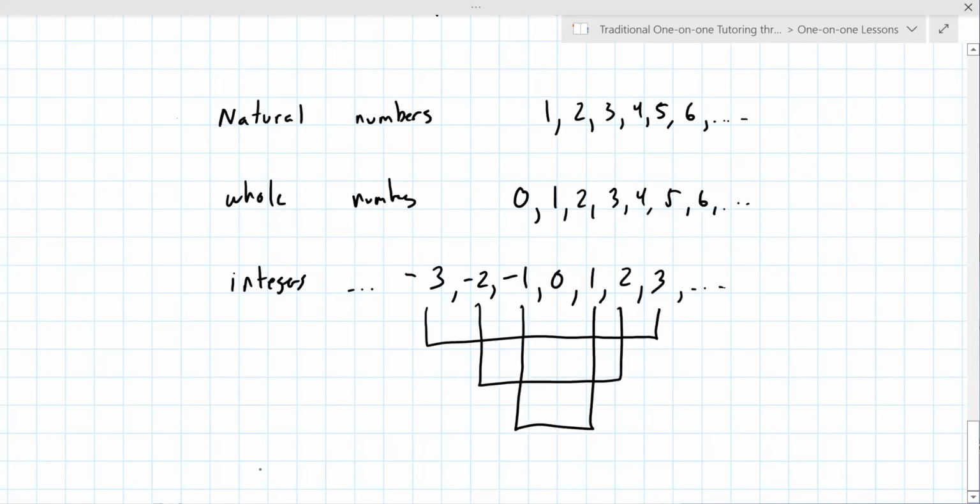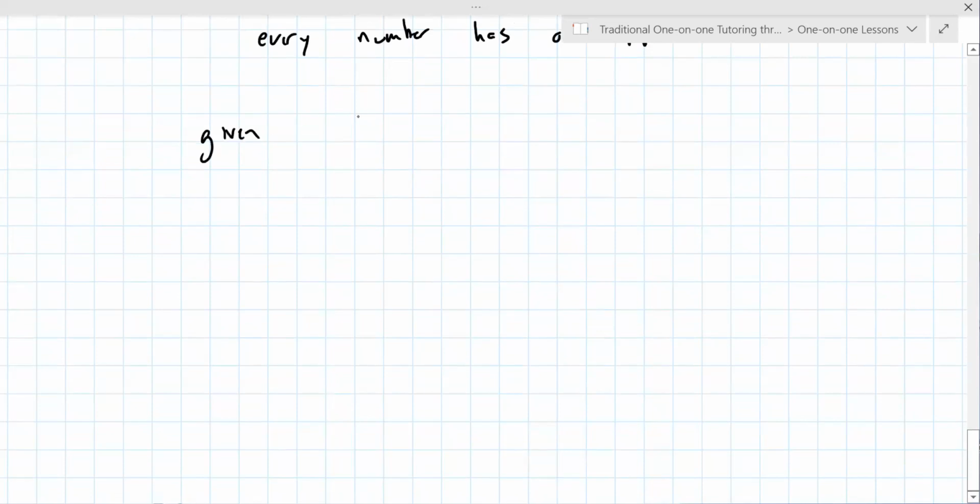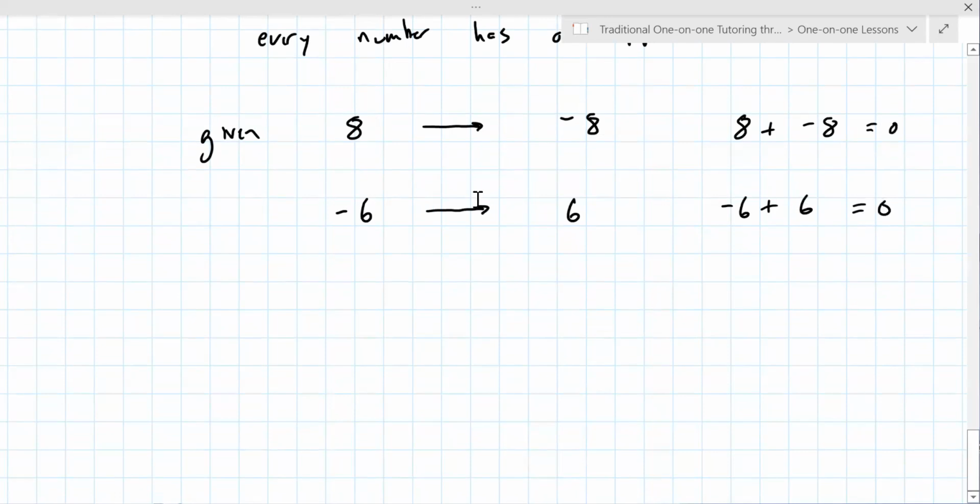Okay, so every number has an opposite. For example, if you're given 8, what is its opposite? Negative 8. And let's say you're given -6, what is its opposite? 6. Now, what do you notice about when you add these two numbers together? You get 0. So when you take a number and its opposite and add them, you always get 0.